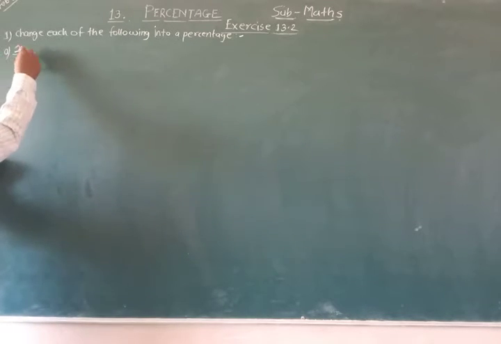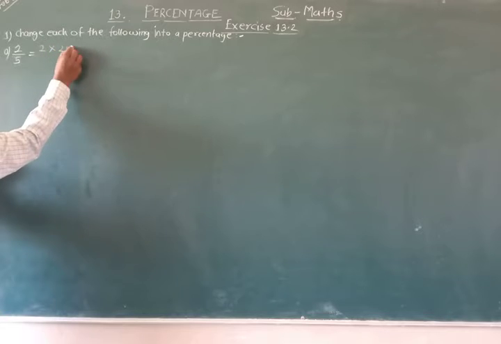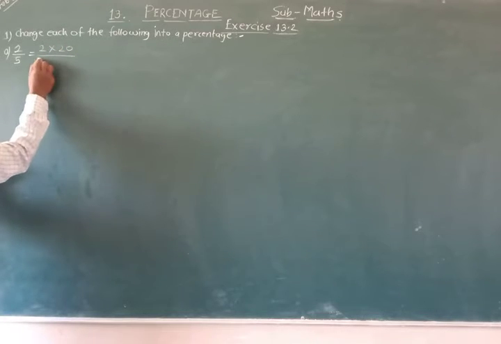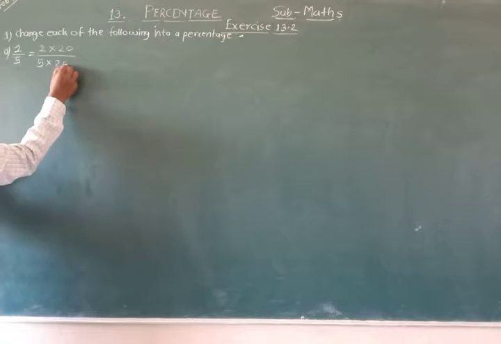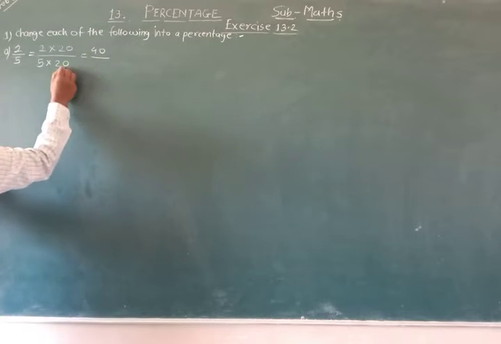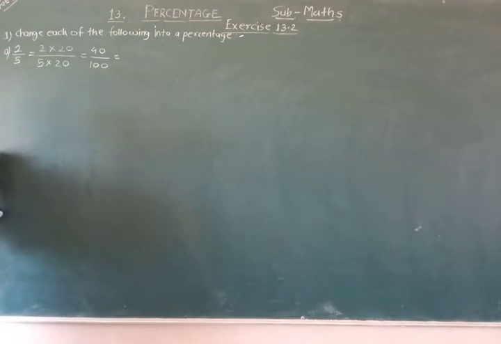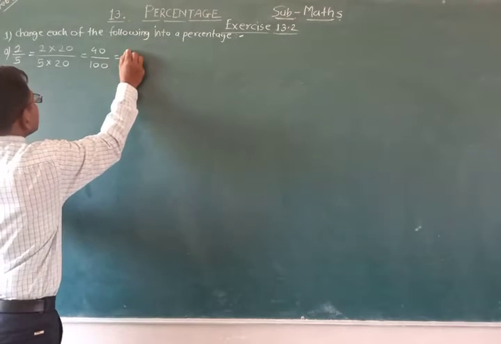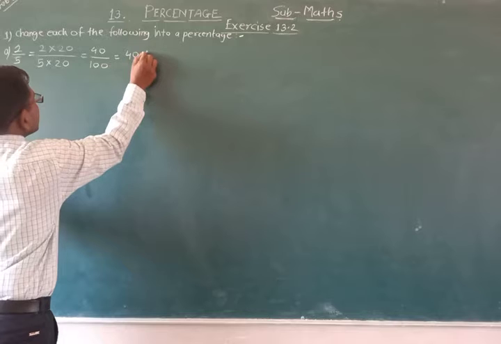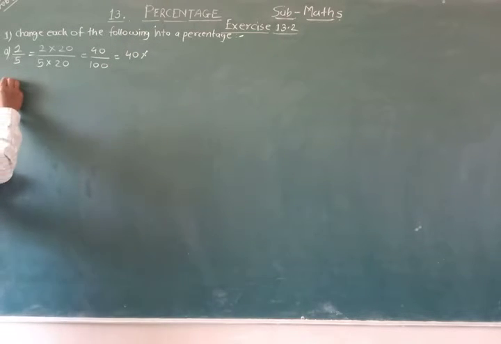See here in the first example, 2 upon 5. In the numerator and denominator, multiply by 20. Why? In the denominator 5 is present. So 2 20s are 40, and 5 20s are 100. So your answer is here 40 upon 100. The meaning of 1 upon 100 is percentage. So your answer is 40%. Next example.